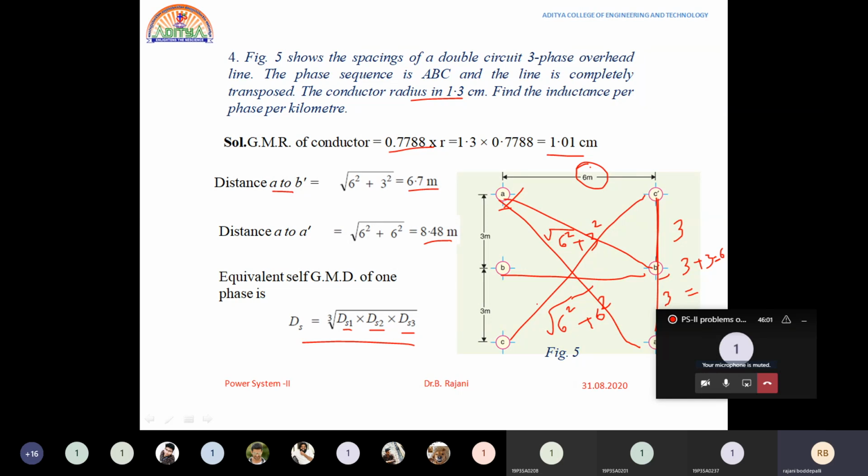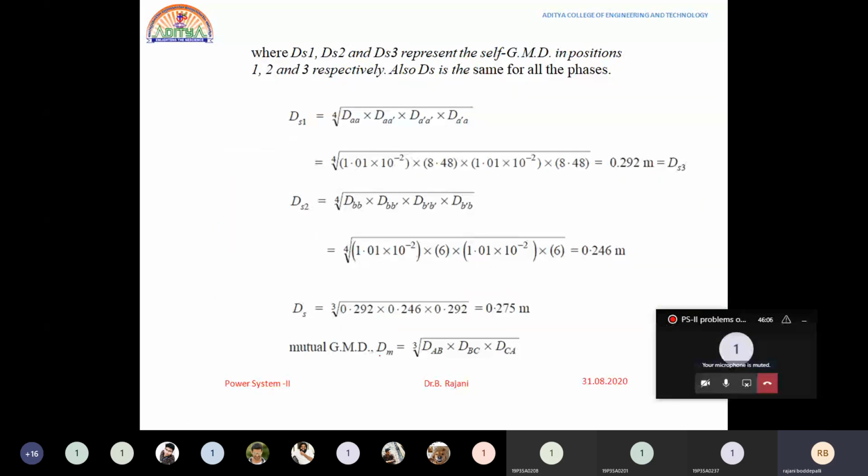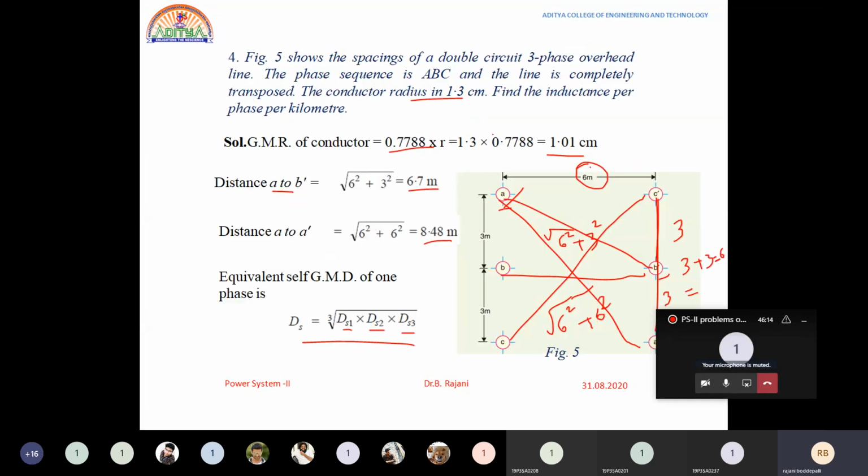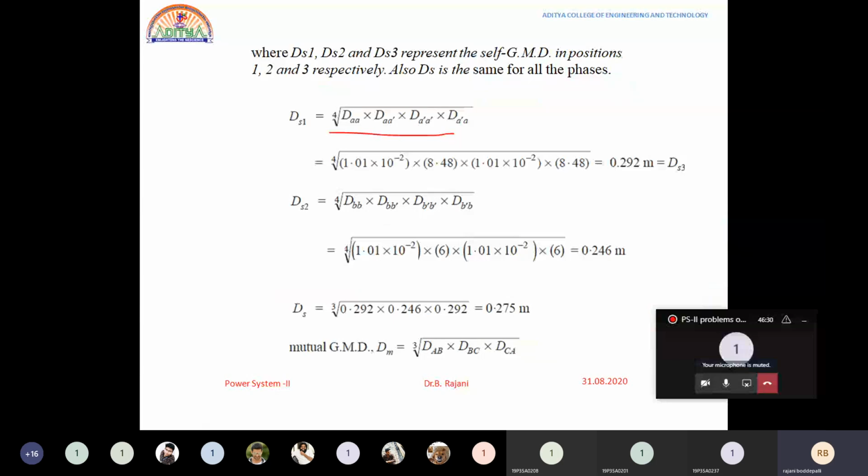If you want to find the self-GMD of one phase, see, what would be DS1? How many combinations do we have here? DAA is one combination itself. DA dash A dash is one combination. DA to A dash is another combination, and A dash to A is another combination. These are the 4 combinational distances we have. So the self-GMD DS1 is equal to the 4th root of DAA into DAA dash into DA dash A dash into DA dash A.